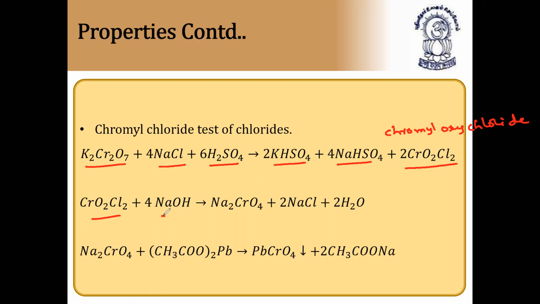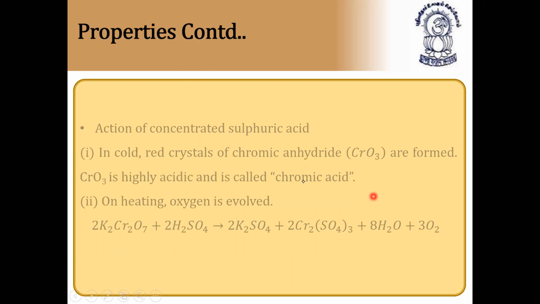CrO2Cl2 on reaction with sodium hydroxide forms sodium chromate along with sodium chloride and water, and this sodium chromate on reaction with lead acetate forms lead chromate precipitate along with sodium acetate. So this is called the chromyl chloride test of chlorides. Very, very important. Definitely they'll ask in the examination. So please remember, this slide is very important. Note down the continuation of this slide.